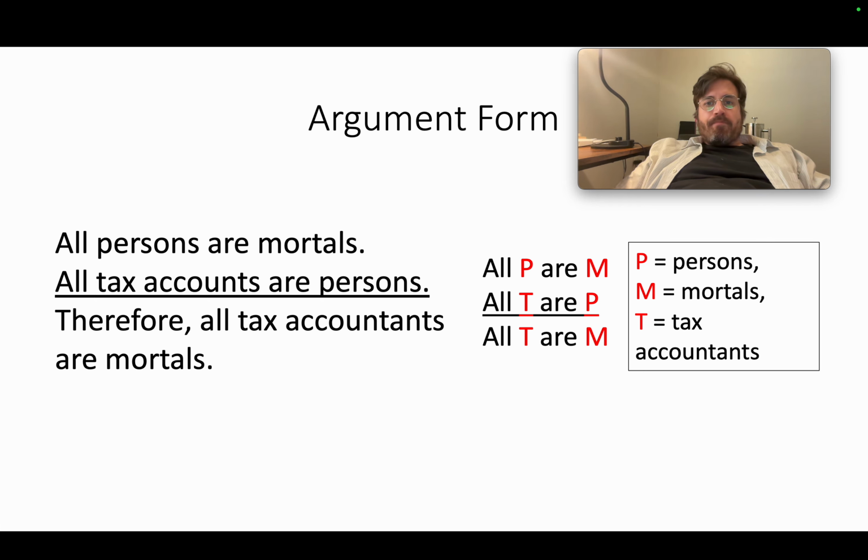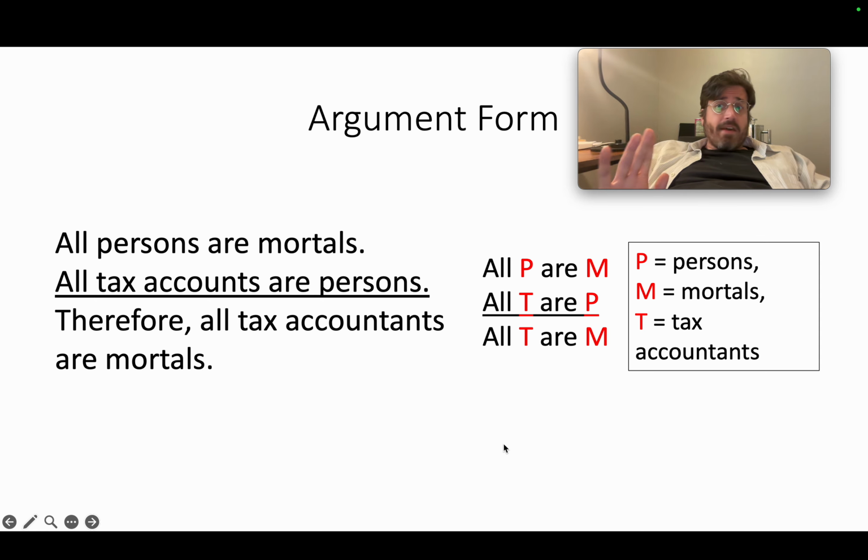All T are M, where tax accountants is substituted with T and M is substituted for mortals. Okay, pretty straightforward. We have a repetition of our P term, we have a repetition of our M term, and we have a repetition of our T term in different positions. So you might try to think about what that might tell you about this argument, whether or not it's valid.